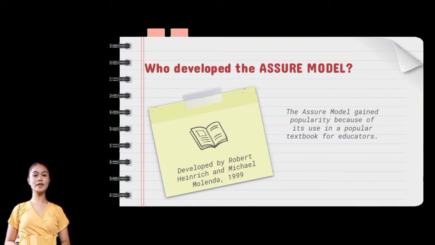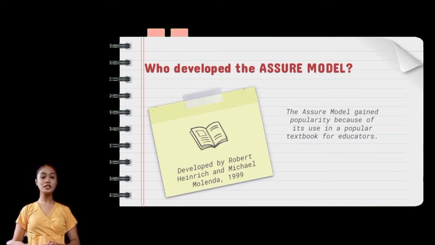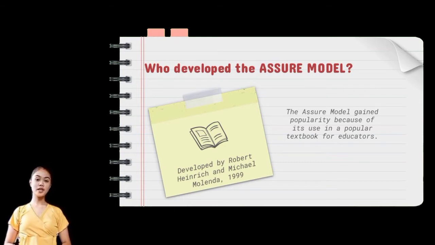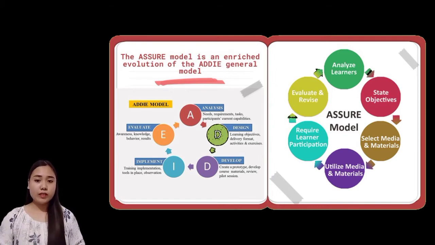Who developed the Assure model? Well, it was developed by Robert Heinich and Michael Molenda in 1999. It is a well-known instructional design guide using the constructivist perspective which integrates multimedia and technology to enhance the learning environment, according to Patrick Lefebvre 2006. The Assure model is an enriched evolution of the ADDIE general model.